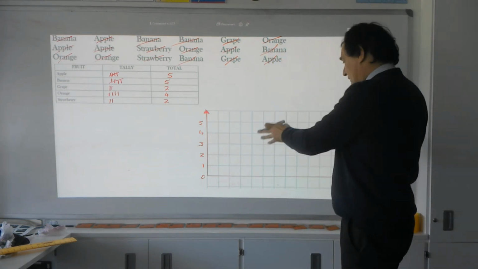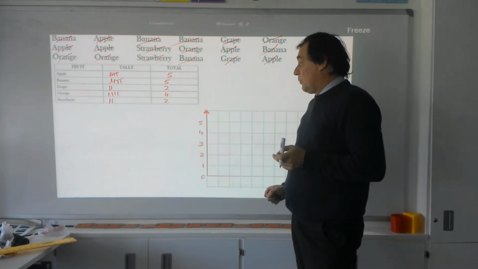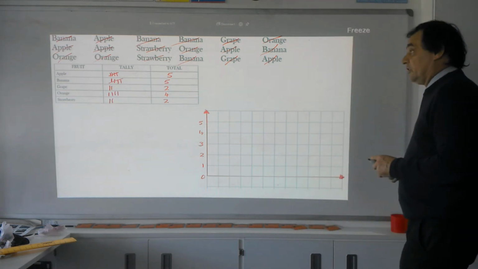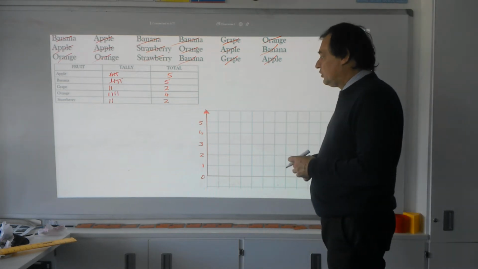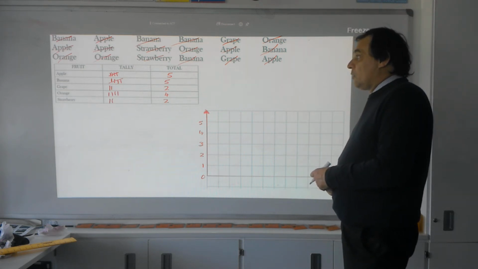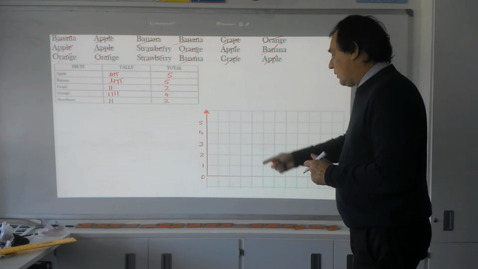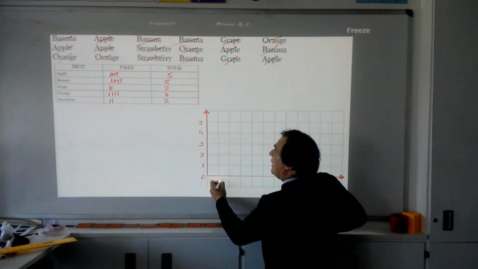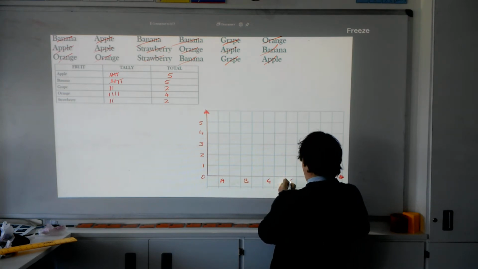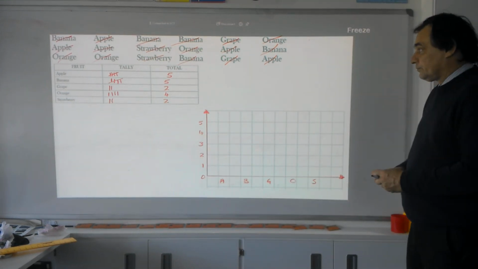If, however, I have this piece of graph paper with me there, if my highest number was 10, I'd actually go up in 2s, just so it could fit properly into the axes. So bear that in mind when you're choosing or drawing your size of axes. Next thing we've got to do is put in all of our fruits. So the first one there, we'll label it here. I'm going to label it A for apple, B for banana, G for grape, O for orange, and S for strawberry, leaving a gap between each square.